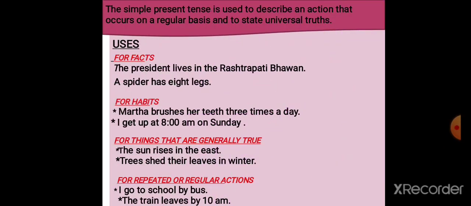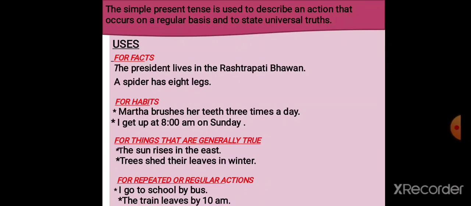Let's see the uses of simple present tense. Simple present tense is used to describe an action that occurs on a regular basis and to state universal truths. Let's see one by one.